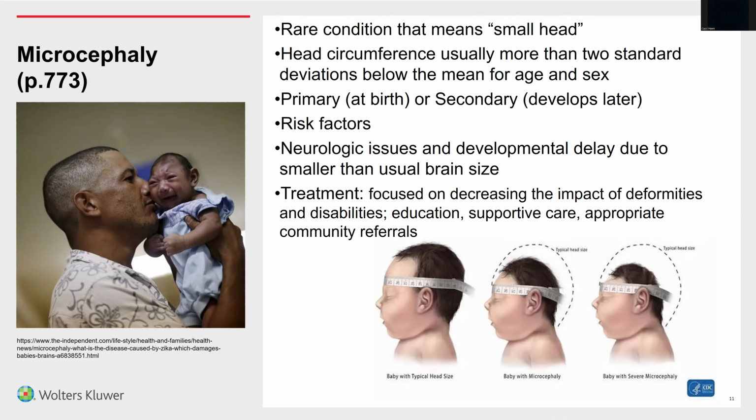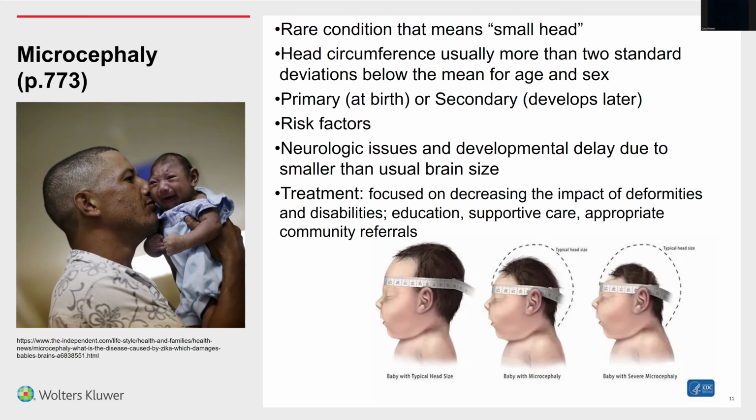Microcephaly, the word itself just means small head. So it's a rare condition where the child has a small head. The head circumference is usually more than 2 standard deviations below the mean for that age and sex of that baby. This can be primary microcephaly or it can be secondary. So primary, the baby has it at birth. Secondary, it develops later because of another issue.